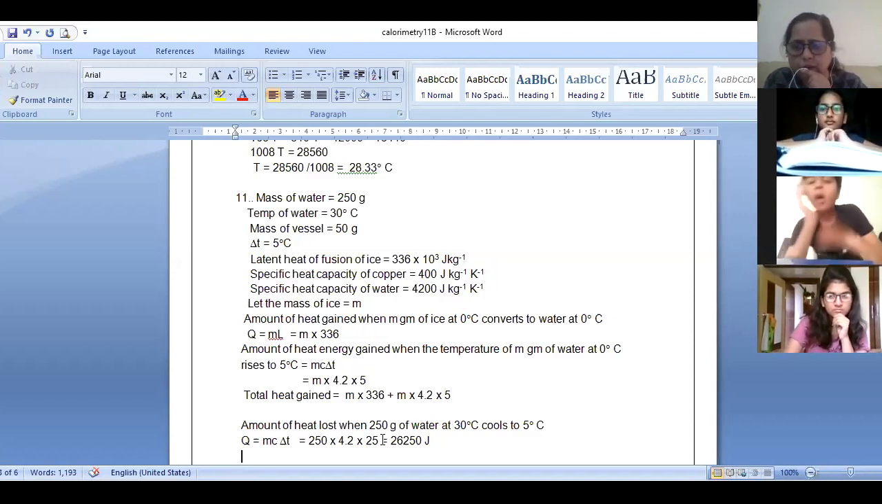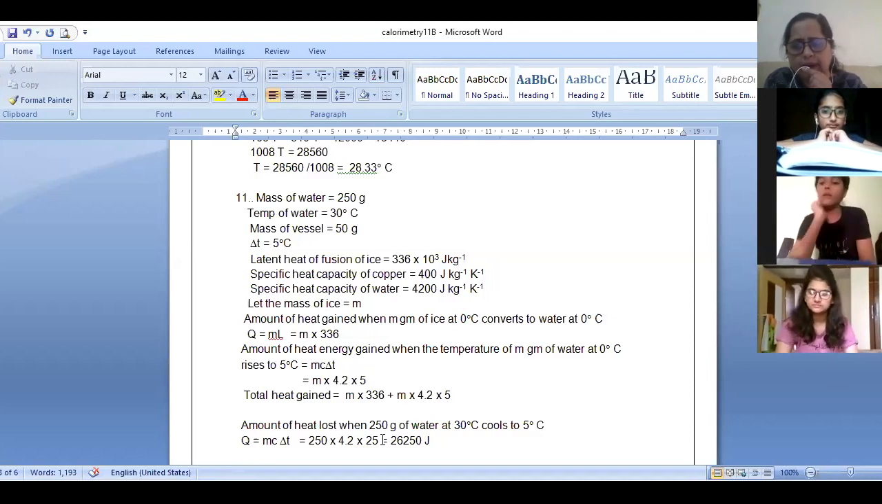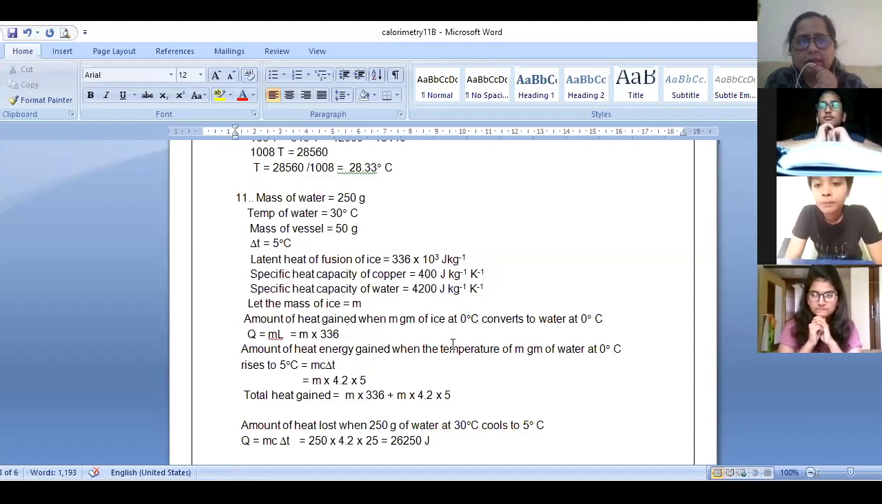Okay. Mass of calorimeter I have. Delta T also I have. 30 minus 5, so 25. But C, what C should I take? I have to take the specific heat capacity of copper because it is made up of copper, not of water.